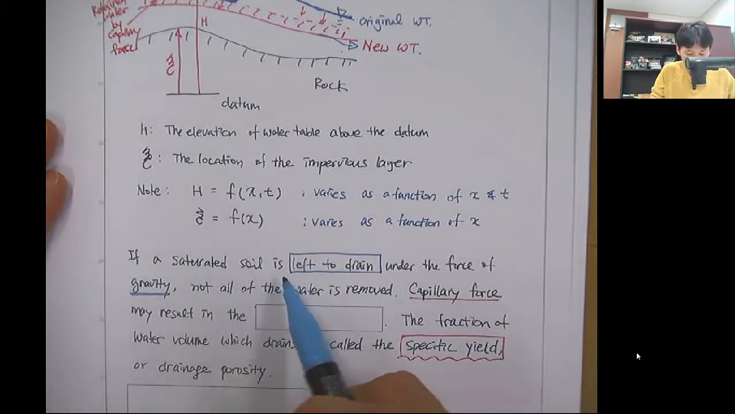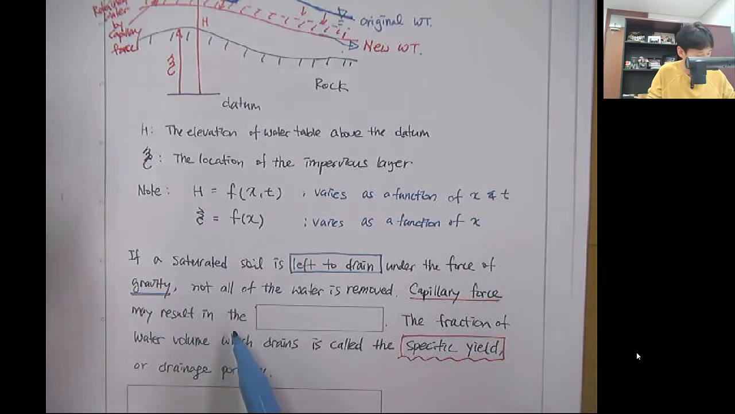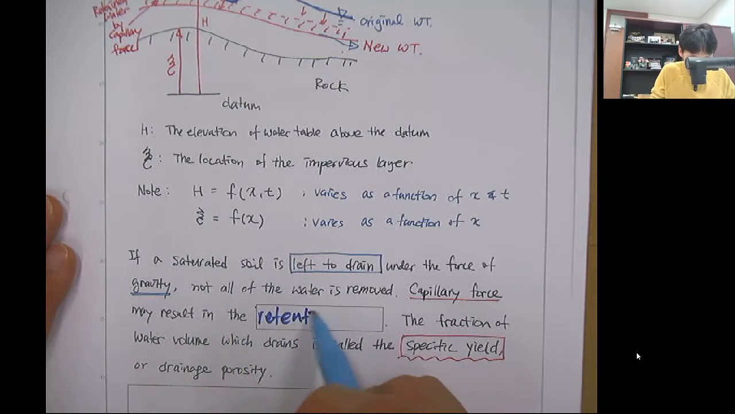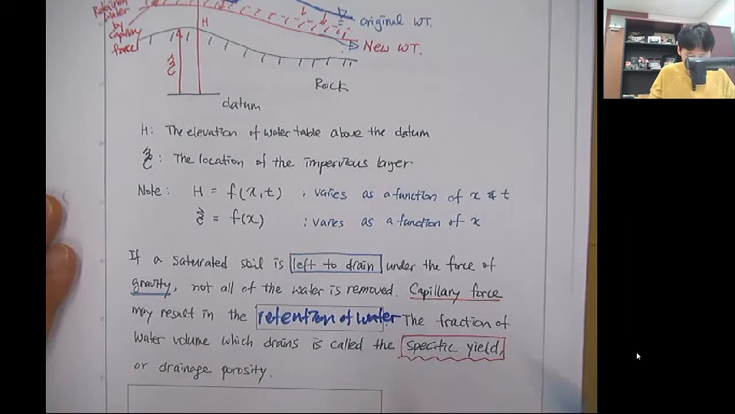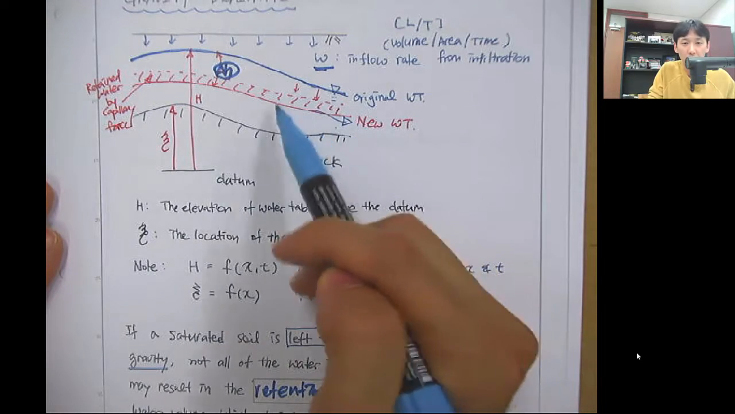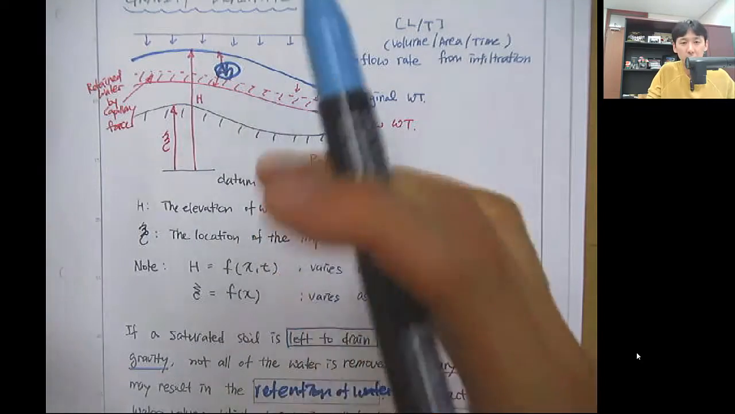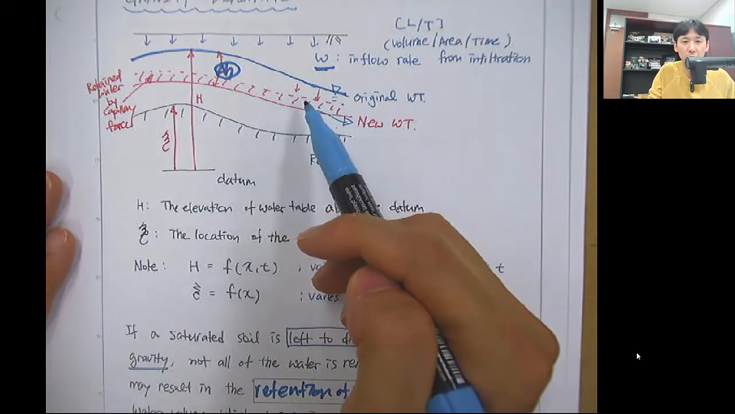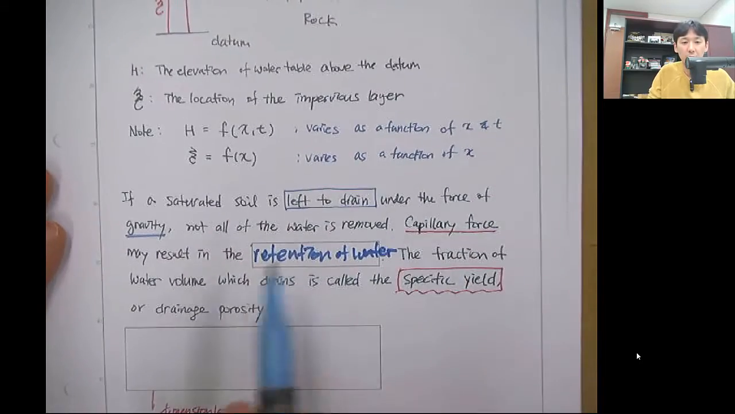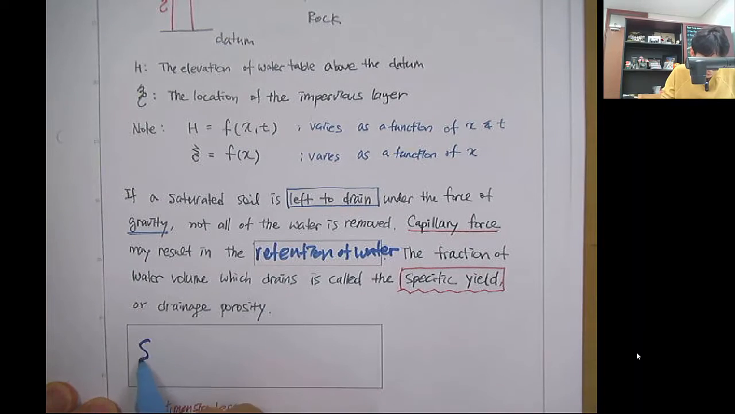If a saturated soil is left to drain under the force of gravity, not all of the water is removed. Capillary force may result in the retention of water. The fraction of water volume which drains is called the specific yield. This means that as the water table gets lowered, not all of the water in the pores is removed, because capillarity will hold some of the water, so you have some residual water saturation in the pore spaces. The water volume which is drained is called the specific yield, or drainage porosity.